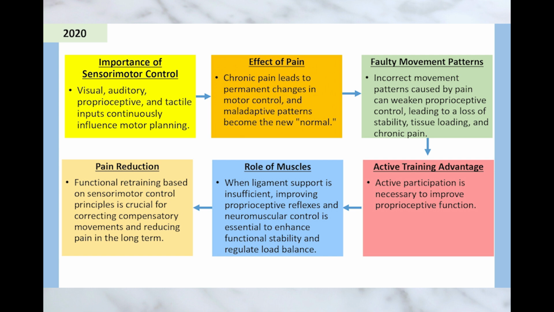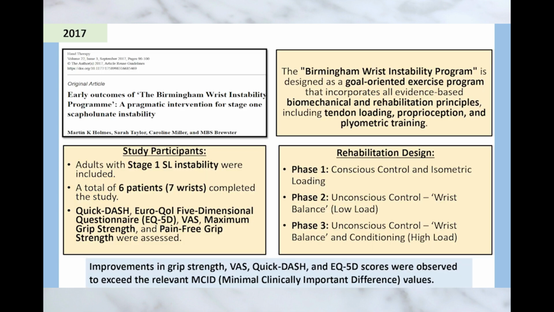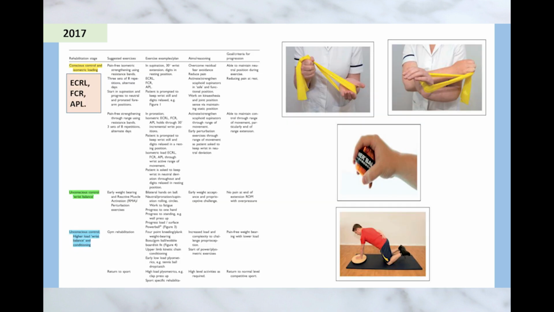And then in 2017, there was the Birmingham program, which was a smaller study of 6 patients with early stage SL instability. Their rehab had 3 phases. First, they worked on conscious control and isometric exercises. Then they did low load balance exercises. And finally, they did high load plyometric exercises, which are those quick, explosive movements. And they got positive results too, with improvements in grip strength, DASH scores, and pain.